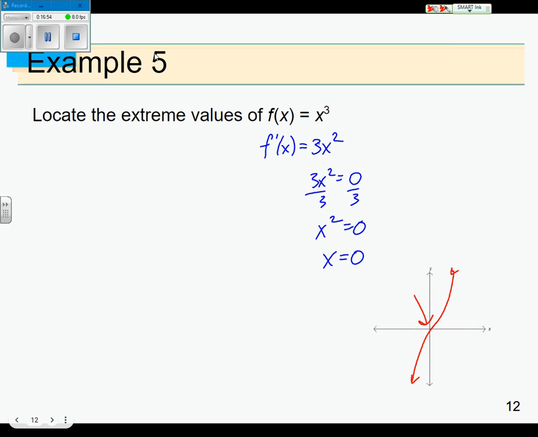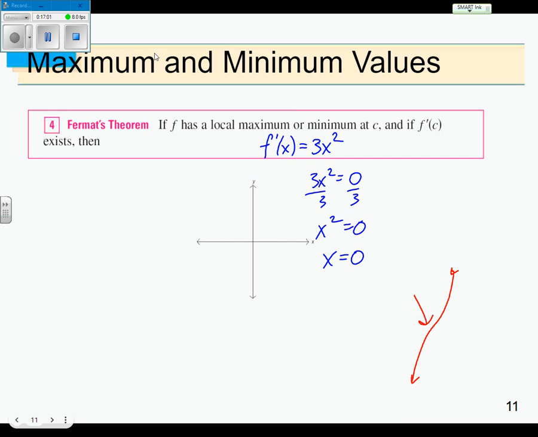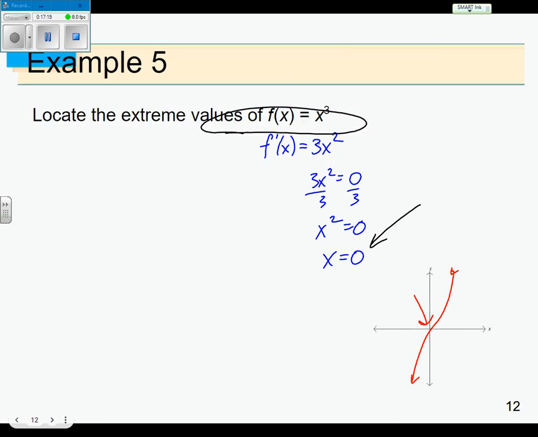Oh, wait, you know what? Fermat didn't say that. Fermat said the opposite of that. He says if there is a local max or local minimum, then the derivative will be 0 there. Not where the derivative is 0, then there has to be a local max or local min. So the converse of Fermat's theorem is not going to be true. I didn't disprove it. I'll keep trying though.